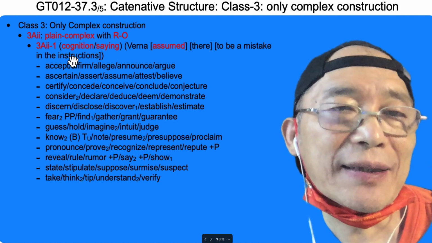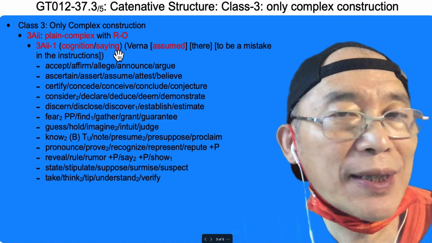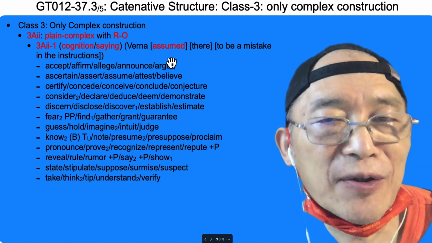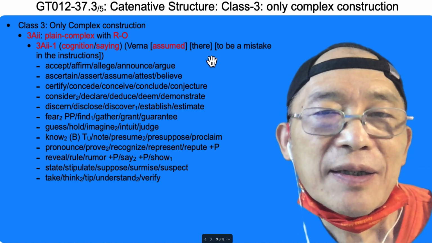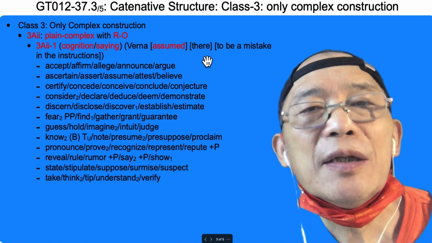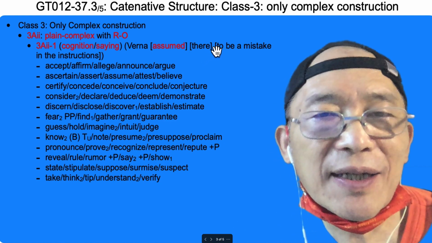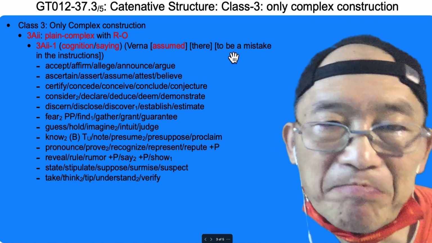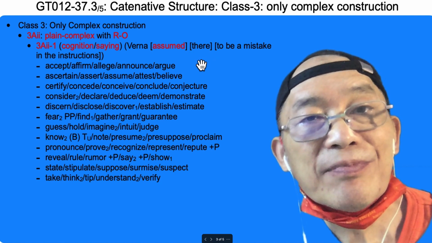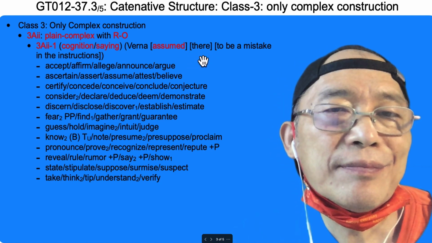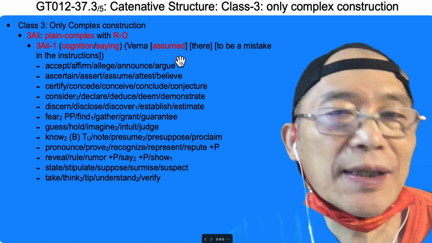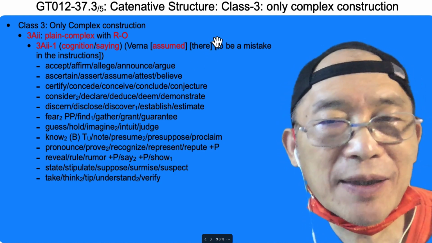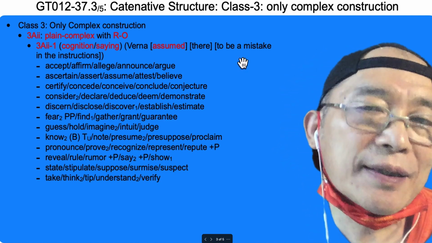And raised object. 3a-ii, raised object. Let's check the object. Verna assumed the object. There is a mistake. So this one is closely related with this. In fact, it's the subject of this, and there's not much relation between them. So this is a raising verb. It can raise the object to become the subject of the verb inside the catenative complement.